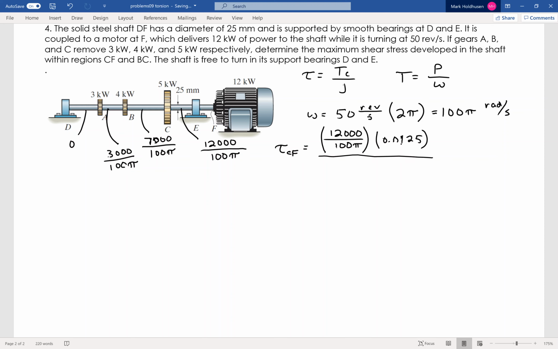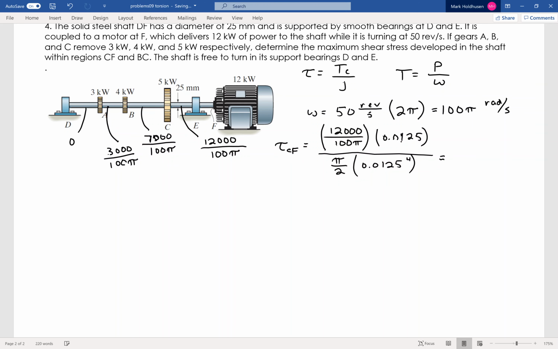divided by the polar moment of inertia, which is pi over 2 times 0.0125 to the fourth. And from that, I can find that the maximum shear stress due to torque is 12.45 megapascals through member CF.